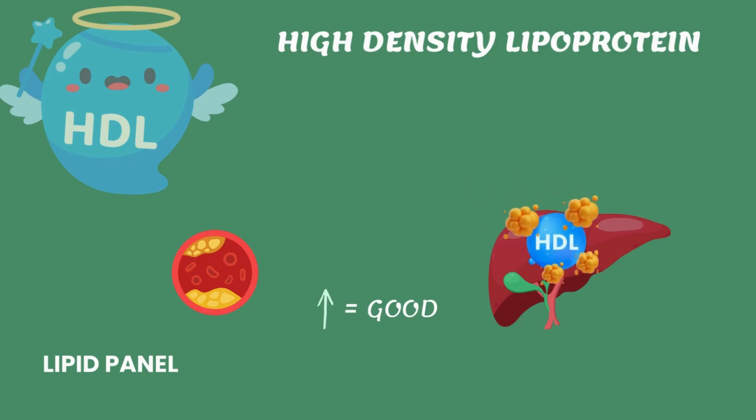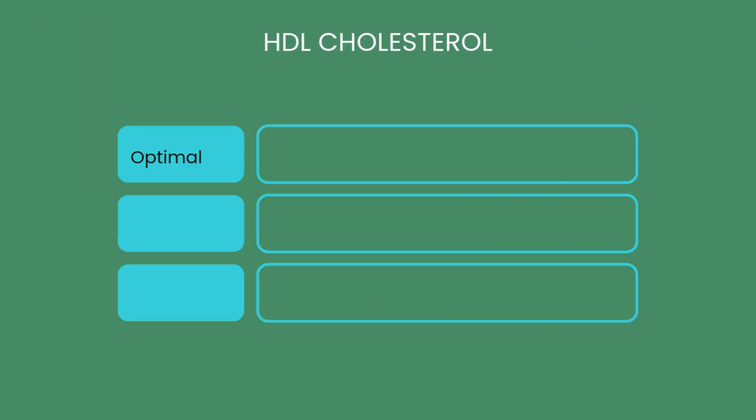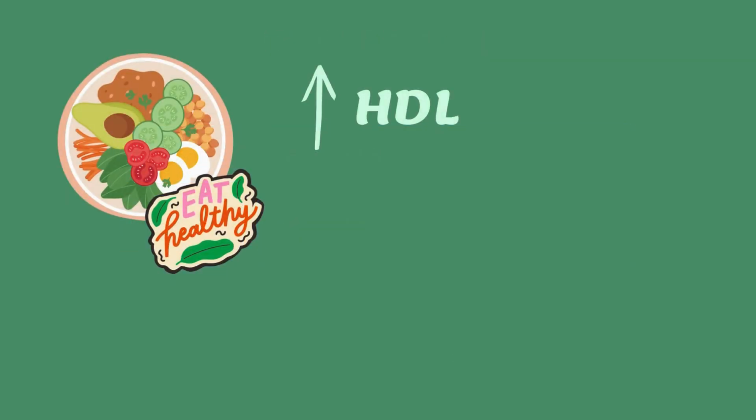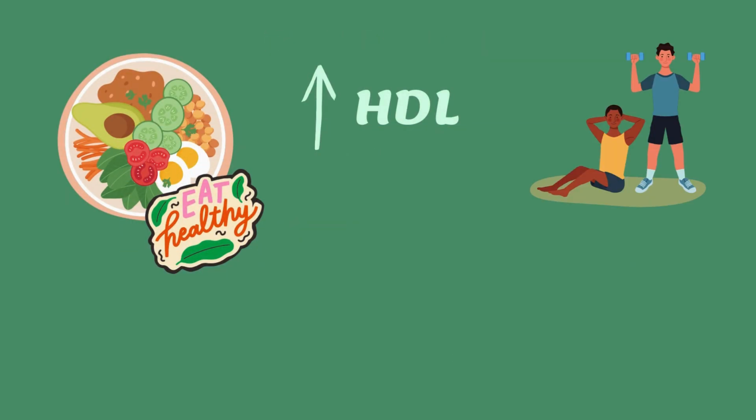In adults, an optimal HDL level is considered 60 milligrams per deciliter or higher. For men, an HDL below 40 milligrams per deciliter is considered low. For women, an HDL below 50 milligrams per deciliter is considered low. Lower HDL is associated with increased cardiovascular risk. In addition to eating a healthy diet, exercise can also increase HDL levels. In addition, smoking lowers HDL levels, so quitting smoking can make improvements in this number.